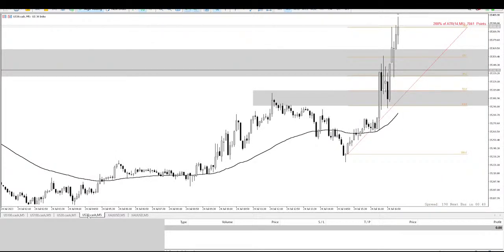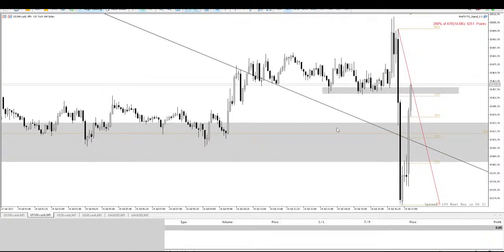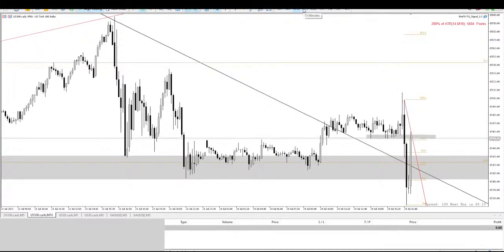Yo, I'm staying away from US30 right now. Unless it pulls back to the 50% here, I'm not interested. NAS, fuck. If we get a good rejection, it'd be nice. If not, then we have to look for a retest of this area here.